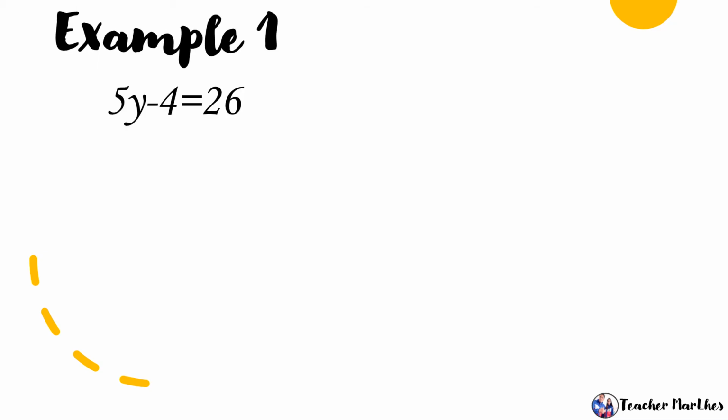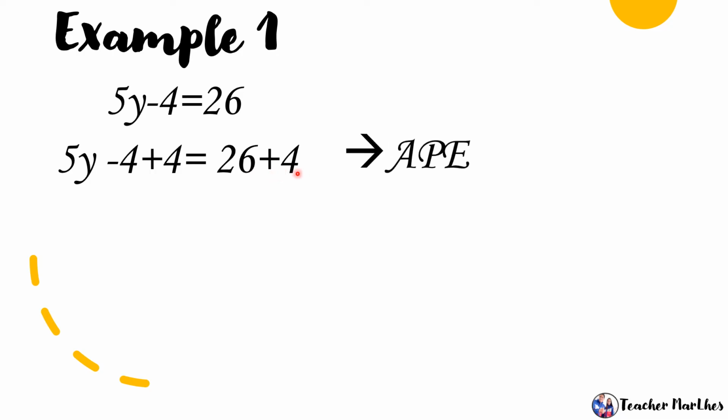Now, let's evaluate an equation using the properties of equality. So, example, let's evaluate 5y minus 4 equals 26. To isolate 5y, we will use the addition property of equality. We will add 4 to the left side and right side. So, 5y minus 4 plus 4 is equal to 26 plus 4. So, this is the addition property of equality. So, negative 4 plus 4 is 0. So, 5y equals 30. So, 26 plus 4 is equal to 30.